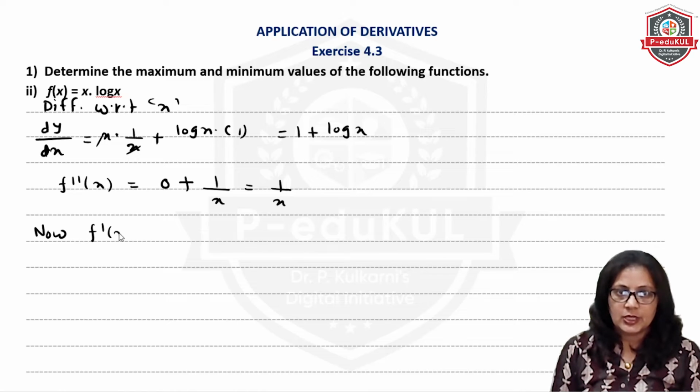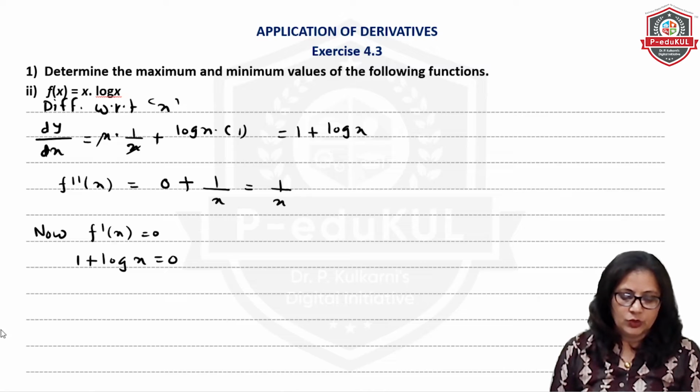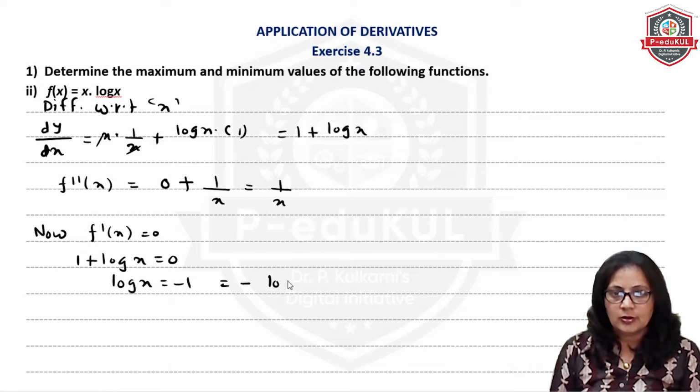Now f dash x is equal to 0. So that is 1 plus log x is equal to 0. So log x is equal to -1. Now you will get it here. Log x is equal to -1. That is minus log of e. 1 is log e. So I have replaced this value of 1 as log e.